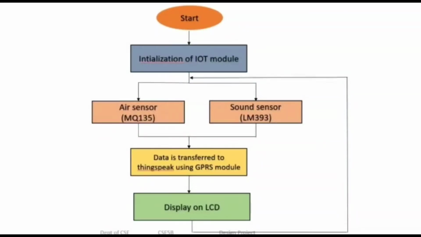So firstly, the air sensor and the sound sensor will do its work by sensing the amount of air pollution in ppm and amount of sound present in the surroundings in the form of decibels. After the air sensor and the sound sensor sense the amount of air pollution and the sound, the data is transferred to the ThingSpeak using the GPRS module.